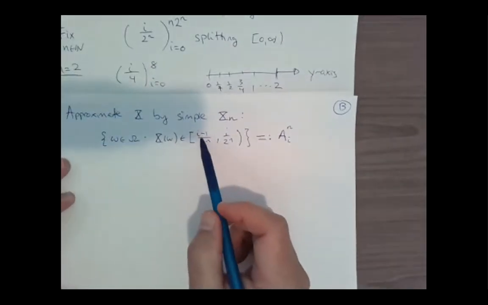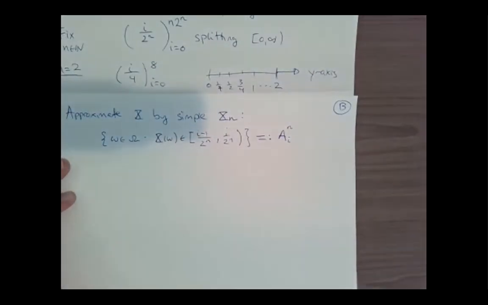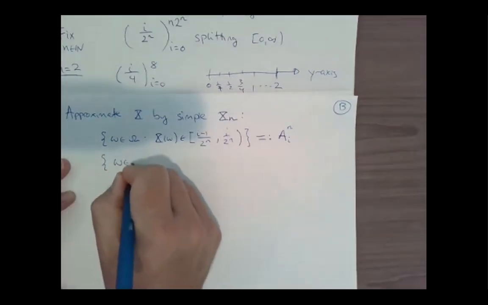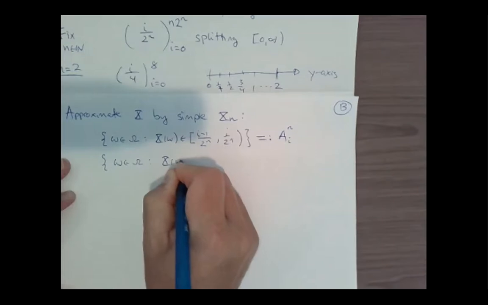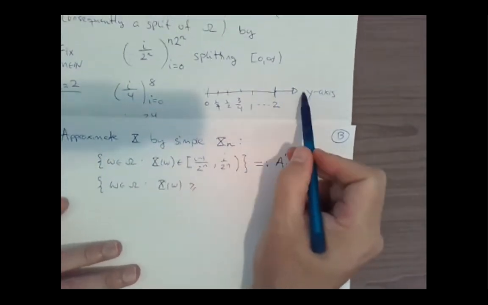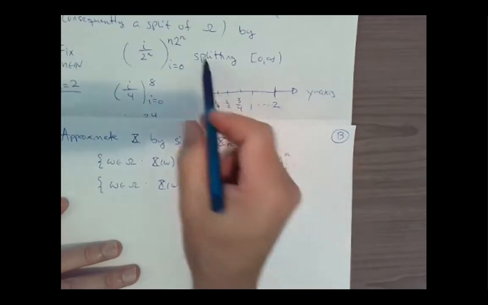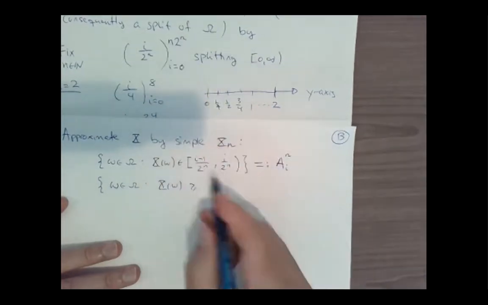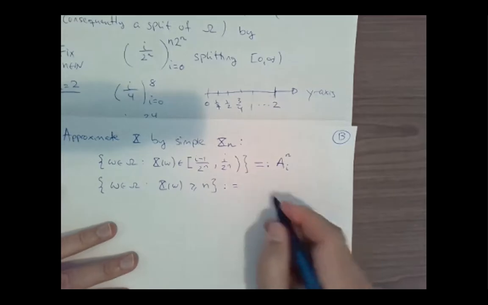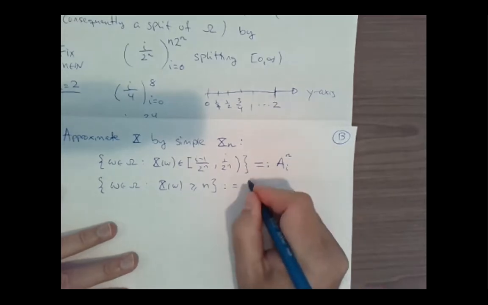And of course, there's also a possibility that x is really large. So I also need to look at those omegas for which x of omega is huge, when it's bigger than the biggest cutoff point, which was n. So maybe I should just call this A_8.